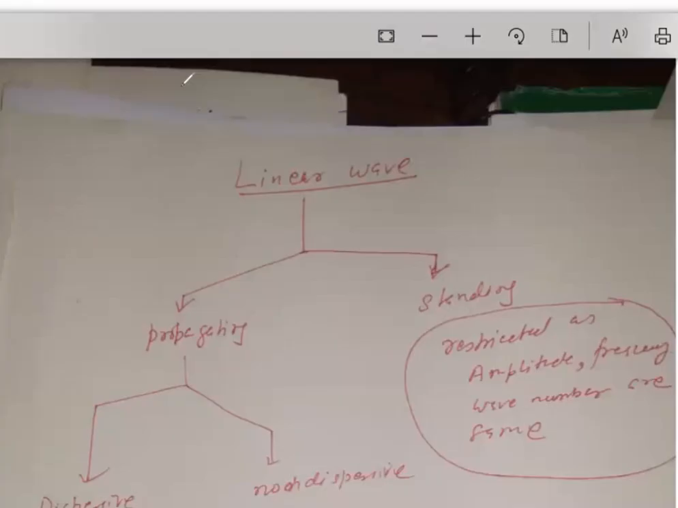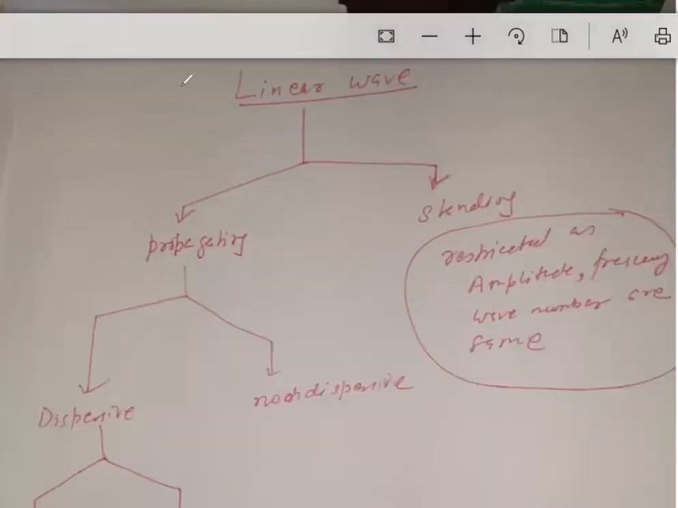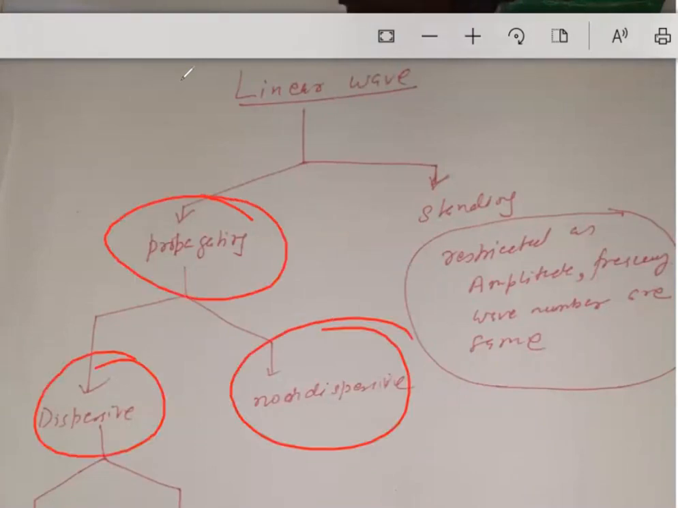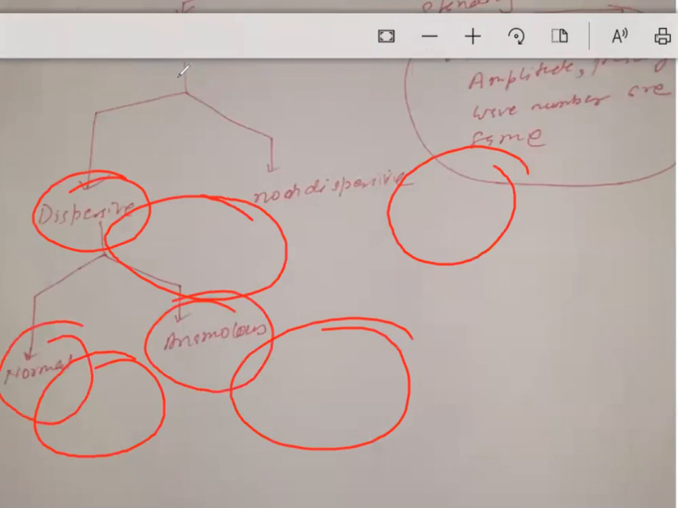So this is the general definition of a linear wave. If it is propagating, it may be dispersive or non-dispersive. If it is standing, it will not move. And a dispersive wave may be anomalous or normal. So let us see some examples.